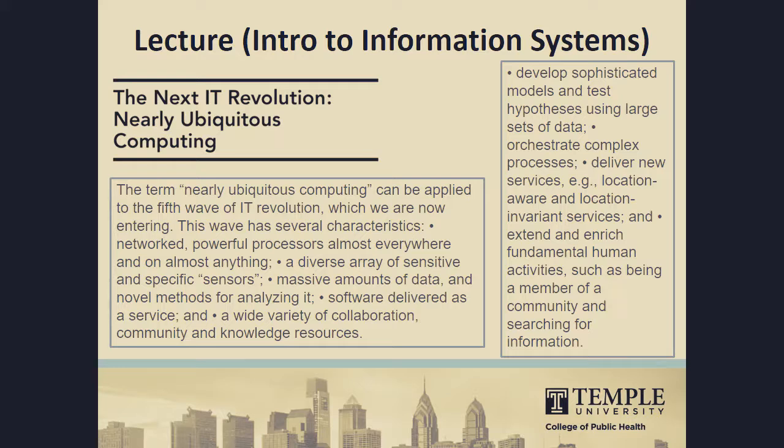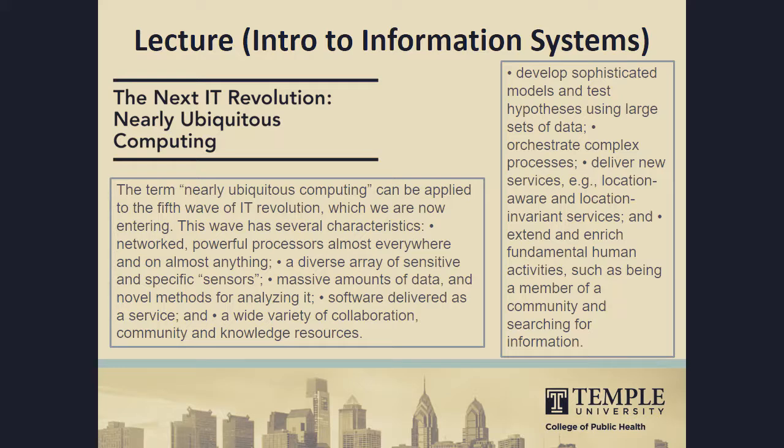The next IT revolution will be nearly ubiquitous computing. The term can be applied to what we call the fifth wave of IT revolution, which we're now entering. This wave has several characteristics. It's networked, powerful processors are almost everywhere and on almost anything. There's a diverse array of sensitive and specific sensors. There's massive amounts of data and novel methods for analyzing it. Software is delivered as a service, and there's a wide variety of collaboration, community, and knowledge resources.